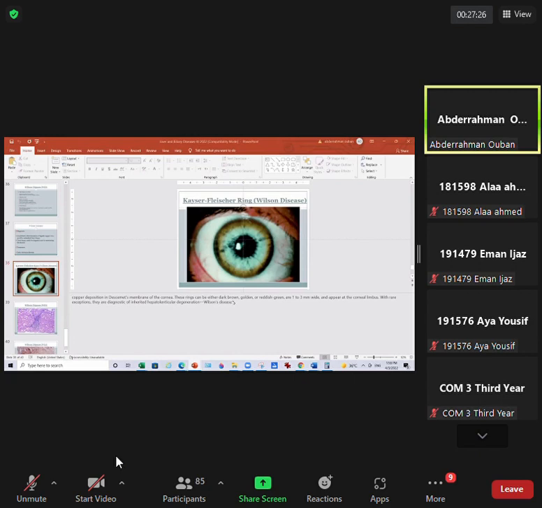All right, so about 1 to 3 millimeters wide, for those who are interested in ophthalmology. It looks reddish green, does it? Yeah, I think slightly reddish green, probably. I mean, you can make it into any color you want, and it appears at the corneal limbus. With a rare exception, they are diagnostic of inherited hepatolenticular degeneration, Wilson's disease. This is the other name of the disease. If you recall, I told you always to beware of other names of the same diseases. Hepatolenticular degeneration, right?